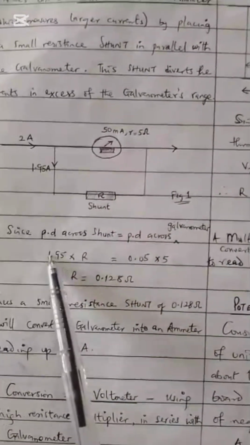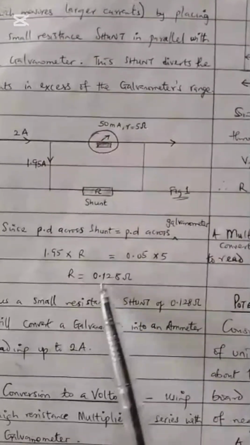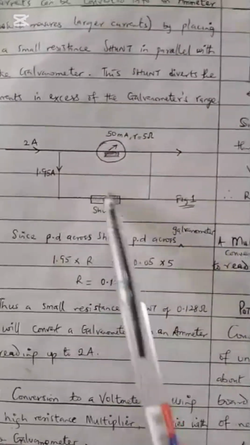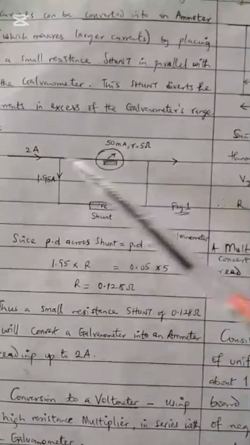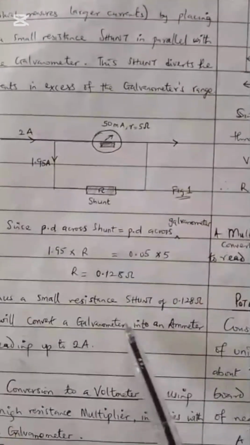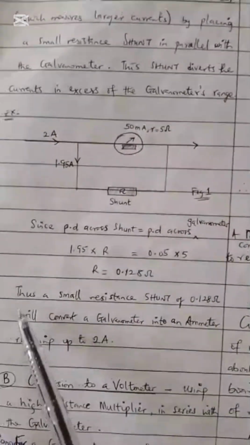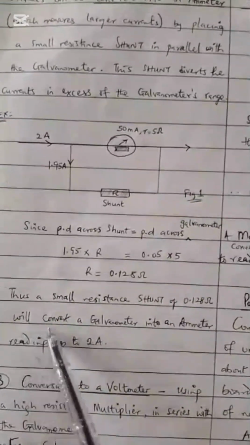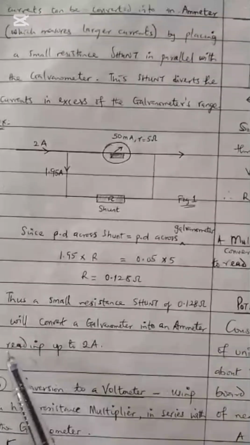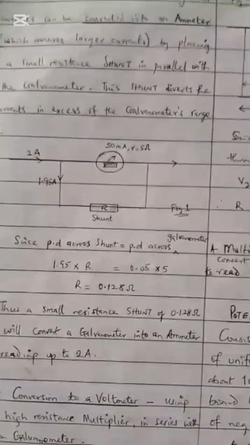So divide both sides by 1.95 and you get that the value of the shunt needed to adapt this galvanometer to this huge current is 0.128 ohms. Thus, a small resistance shunt of 0.128 ohms will convert a galvanometer into an ammeter reading up to 2 amperes.